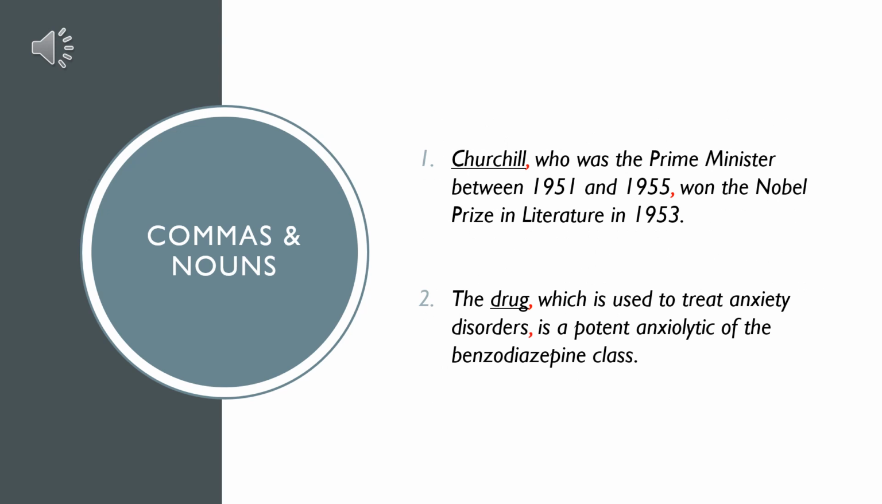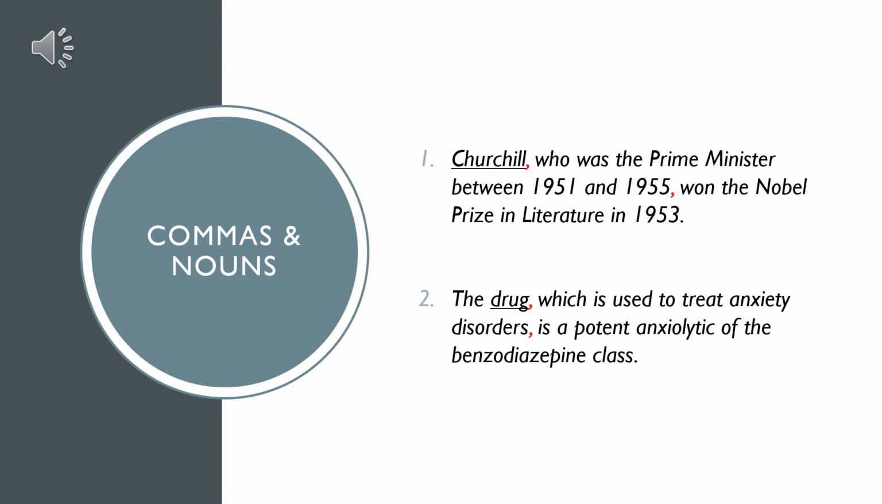Churchill, who was the Prime Minister between 1951 and 1955, won the Nobel Prize in Literature in 1953. The noun of this sentence is Churchill. The clause that falls between the two commas is the adjective clause. It gives us further qualification and detail about the noun. But, significantly, the adjective clause is not necessary to the sentence. If we removed the adjective clause, the sentence would still make sense.